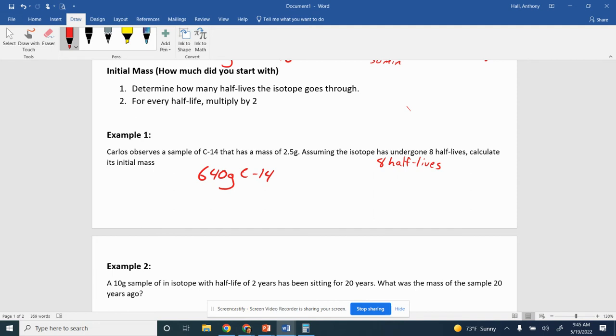Okay, same thing. I'm going to change the numbers here. Let's see if we can figure it out. Let's say instead of 2.5 grams, we start with 8 grams, and instead of 8 half-lives, we're going to go through 10. So 10 half-lives. Let's see if we can figure out what our initial mass was. How many times are we going to have to multiply by 2? 10 times, because we have 10 half-lives.